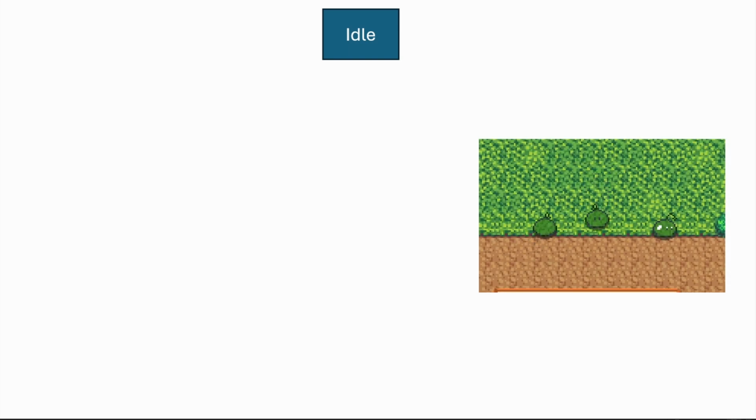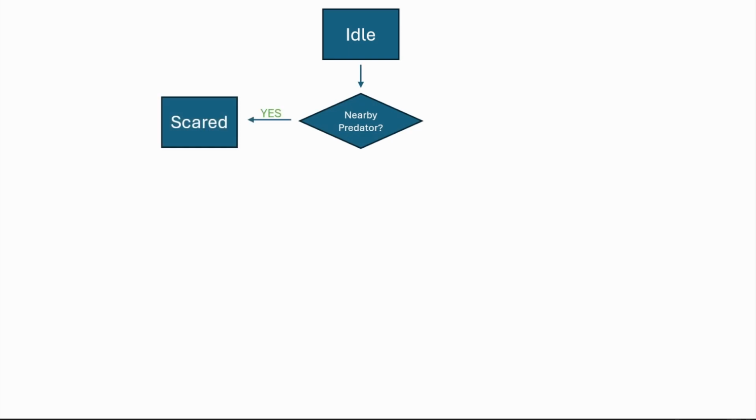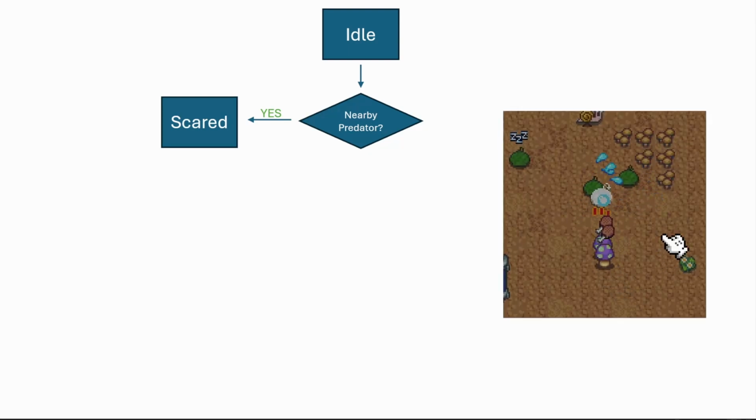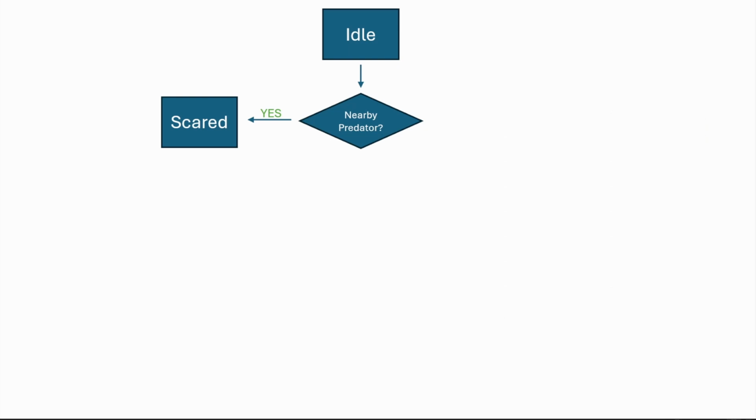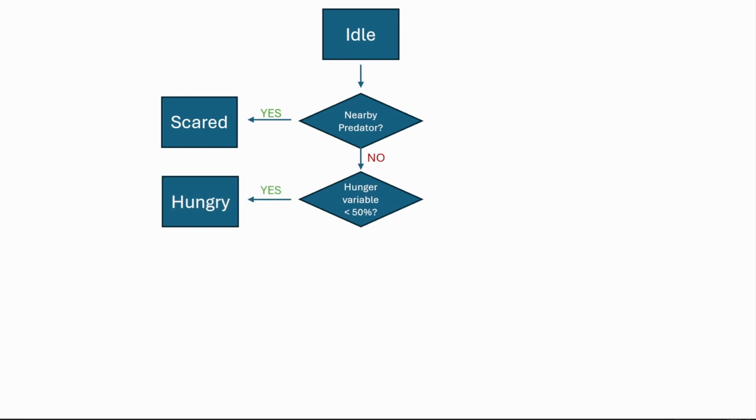By default, each critter is in an idle state, where they're programmed to randomly wander around and sometimes move closer to members of their own species. Each gameplay step, the state machine first checks if there is a predator nearby. If there is, then the critter enters a scared state, where it is programmed to move away from the threat. If there is no predator nearby, a second check looks at if the critter's hunger variable is less than 50%. If it is, then it enters a hungry state.